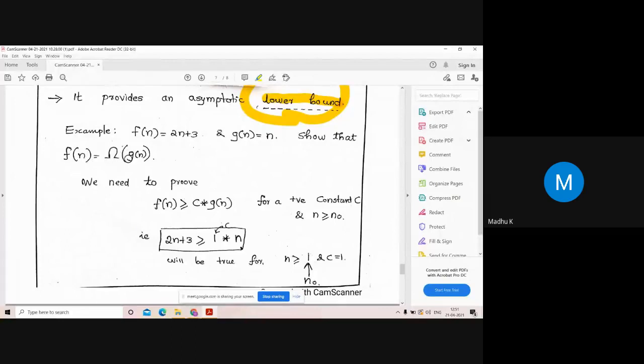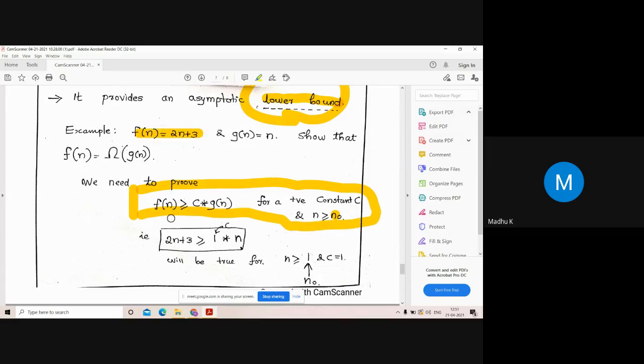Show that f of n is equal to big omega of g of n. Then what do we need to prove? This condition we want to prove: f of n greater than or equal to c into g of n for a positive constant c and n greater than n0, where n0 is also positive. So what is f of n here? F of n is 2n plus 3.